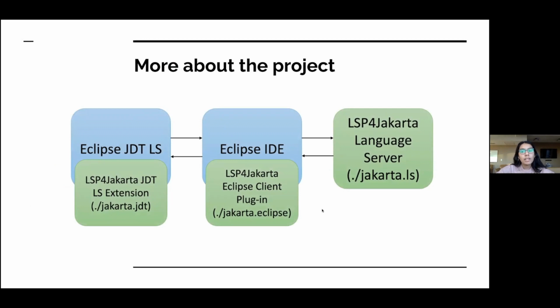This project contains three main components, and as you can see in the diagram, on the left, the Eclipse JDT LS extension. The Eclipse Java Development Tools Language Server is a Java language-specific implementation of the Language Server Protocol. To the right, we have our LSP for Jakarta Language Server, which is specifically for the Jakarta EE specification. And tying in with both these components is the Eclipse IDE, which is the client that consumes the Jakarta EE language server.